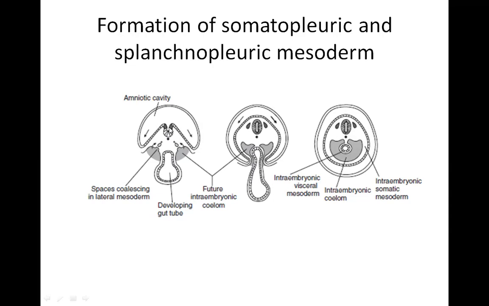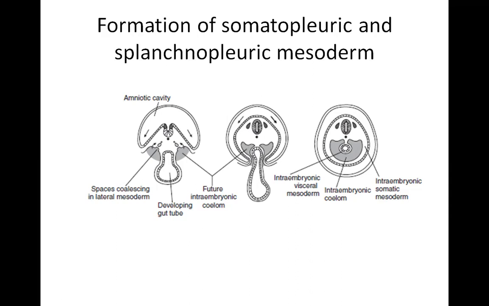These are the neural crest cells. Beneath is the notochord, right? And now over here the neural crest cells have detached. Now the intraembryonic coelom has started forming. The clefts have fused with each other. So now the intraembryonic coelom has appeared.